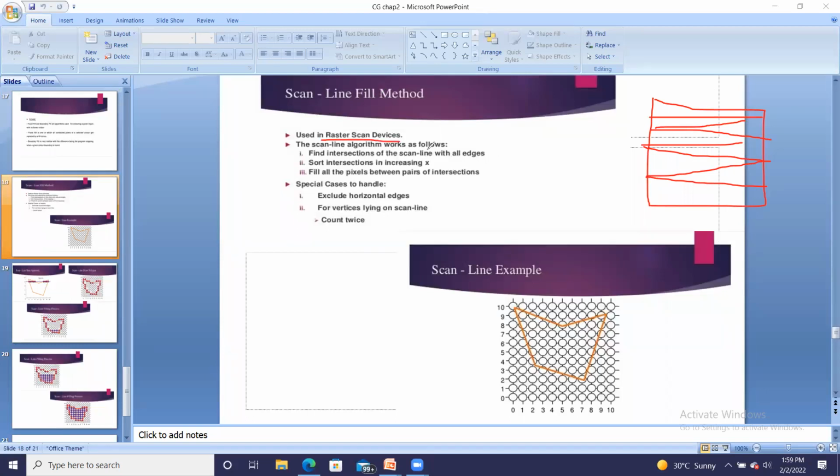The scanline algorithm works as follows. First, it finds the intersection of the scanline with all edges. Then sort the intersections in increasing X. We are going to sort those intersections in increasing order of X. And then fill all the pixels between the pairs of intersections. So we will pair those intersections. We will consider this along with an example only. So first thing it will do is find the intersection of the scanline with all edges. So consider this scanline number 4.